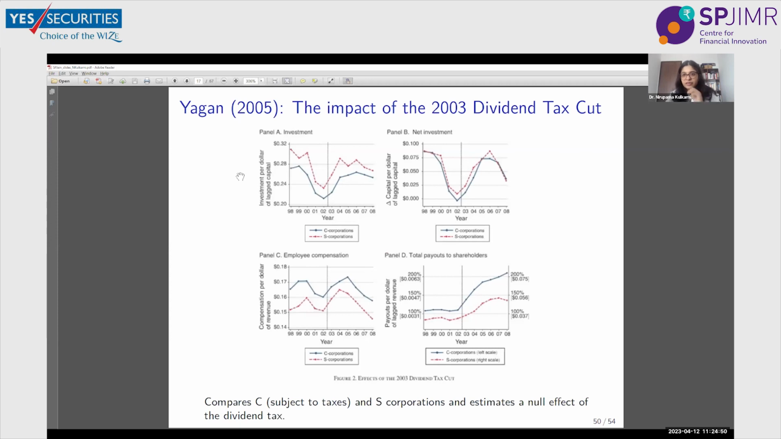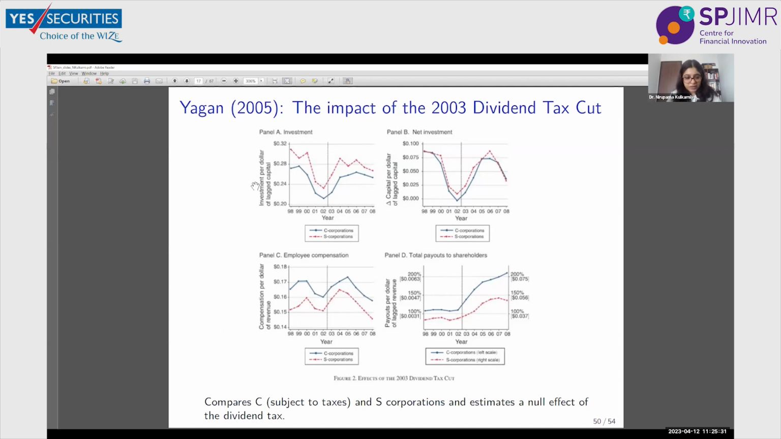Okay, so again, this is another influential paper which looked at the impact of the 2003 dividend tax cut. The main takeaway from the paper is that the tax cut in 2003 did not have much of an effect on investment, employee compensation, or payouts to shareholders. They look at C and S corporations, one of which the 2003 dividend tax cut applied to, and the other which it didn't. And they find that the effects are very similar. If you look at all the trends, you don't see any stark difference after the tax cuts were implemented. And these four figures, or maybe even this one figure, basically define the main takeaway from the paper.